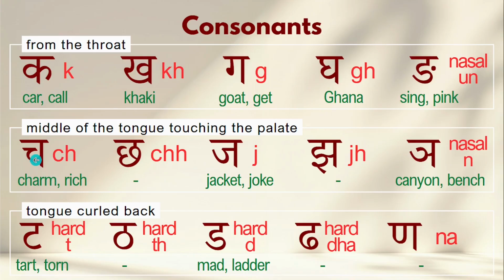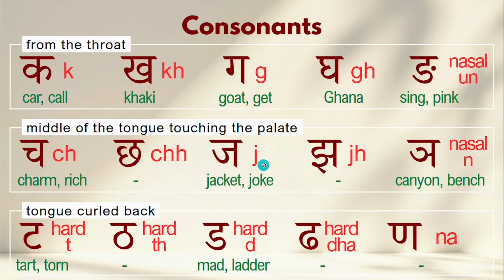Next will be ch. These are made with the middle of the tongue touching the top palate. This is charm, rich. So that's the ch. Then this one is chh. It's the same space, but with a little bit more pressure and air. So that's ch, chh. Again, I couldn't find any English words.